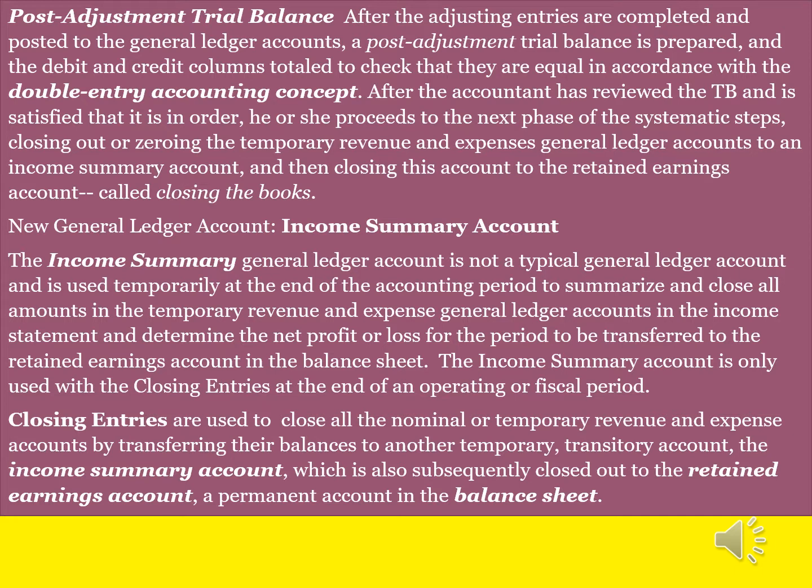The end of period closing entries, or closing the books, refer to closing out all the nominal or temporary revenue and expense accounts at the end of an accounting cycle by transferring their balances to another temporary account, the income summary account, which in turn is then closed out to the retained earnings account shown in the equity section of the balance sheet.